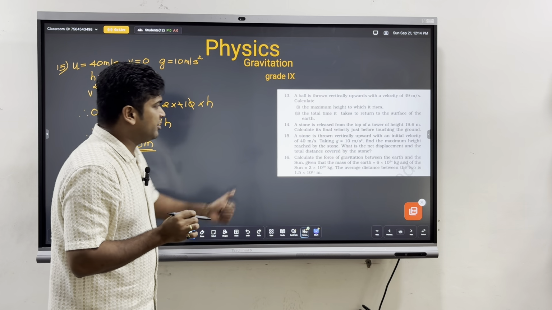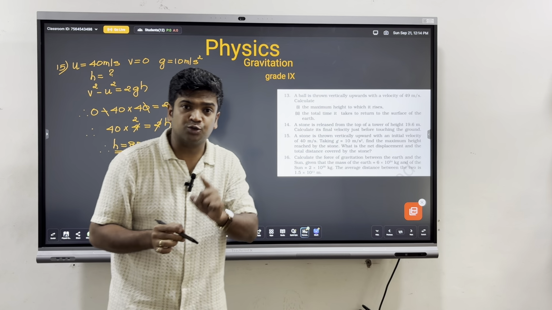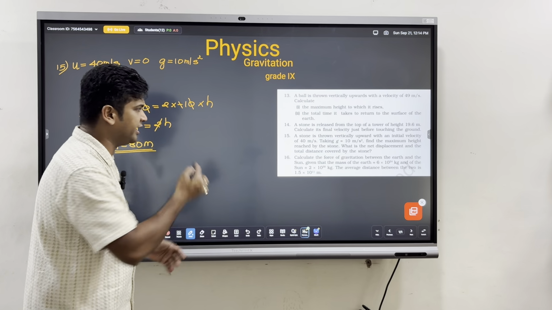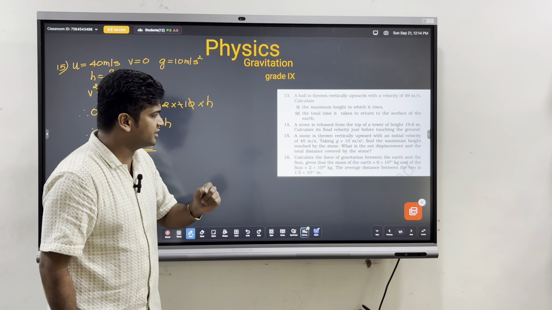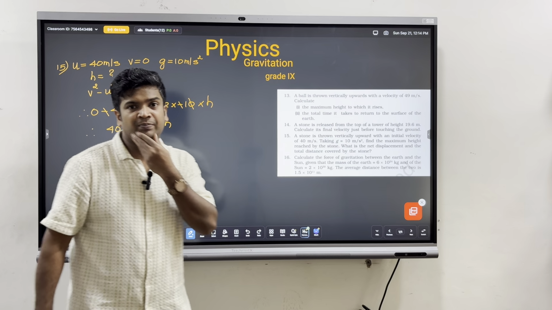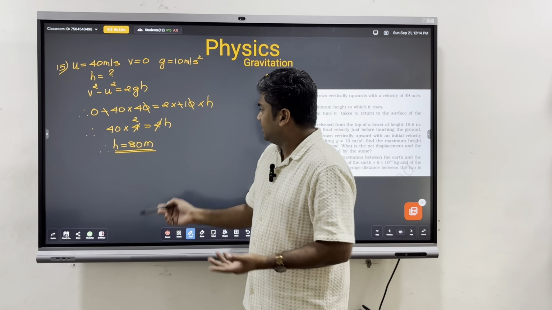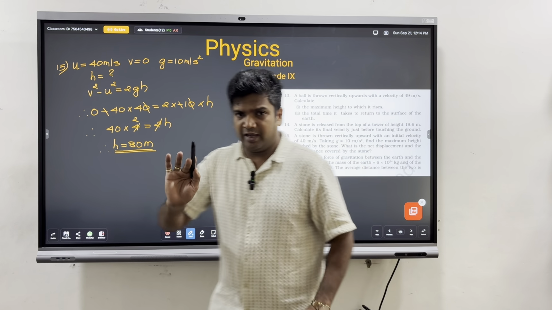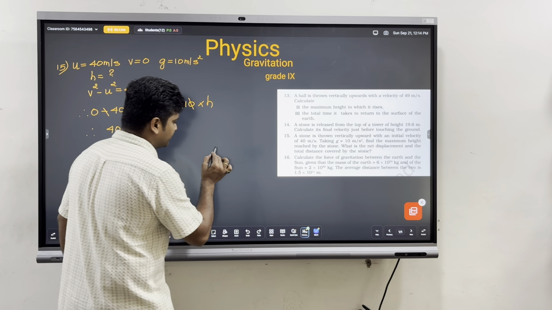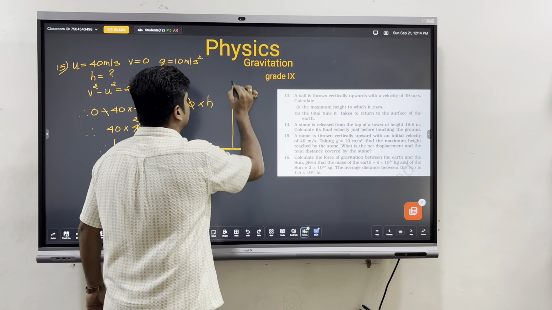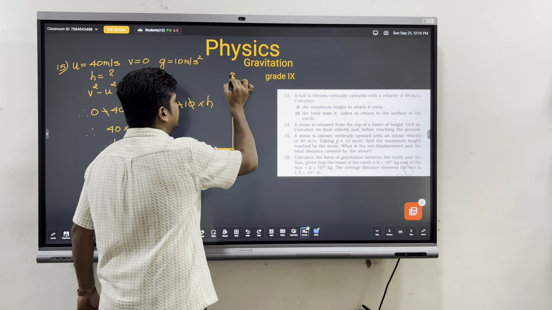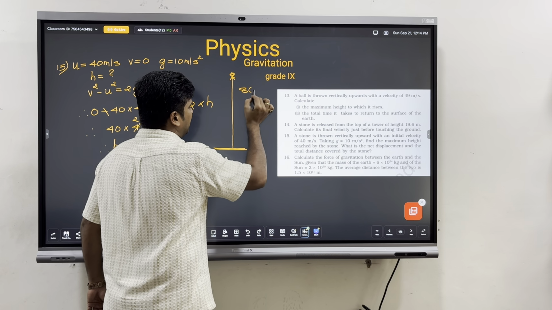So the maximum height reached by the stone is 80 meters. Okay, done. Next question. What is the net displacement and the total distance covered by the stone? So easy, beta. I'll just show you with the explanation over here. So this is the ground level what I take. Okay. Now from here the stone goes up and it reaches here.